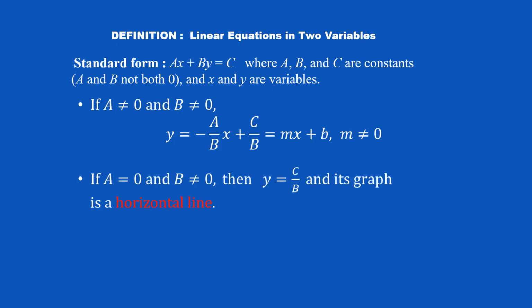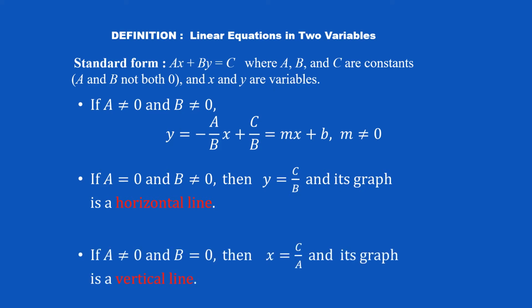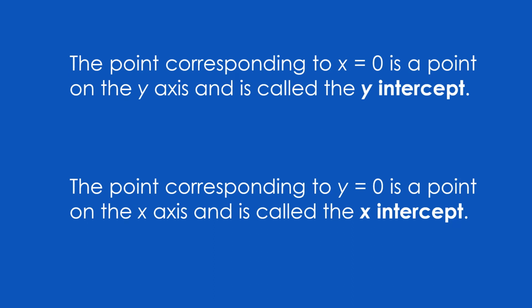And the horizontal line is when y is just a constant. That is when a is 0 and b is not equal to 0. It is a vertical line when x is a constant. So if you're trying to find the x-intercept, substitute y equal to 0. If you're trying to find the y-intercept, substitute x equal to 0.